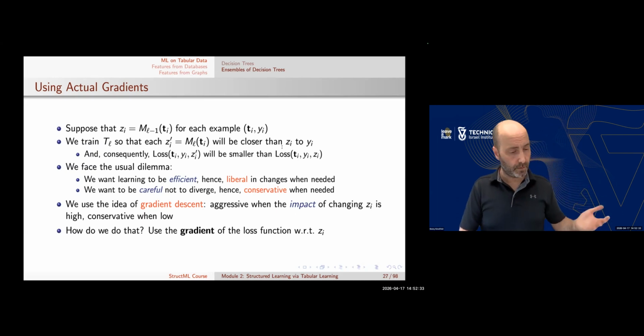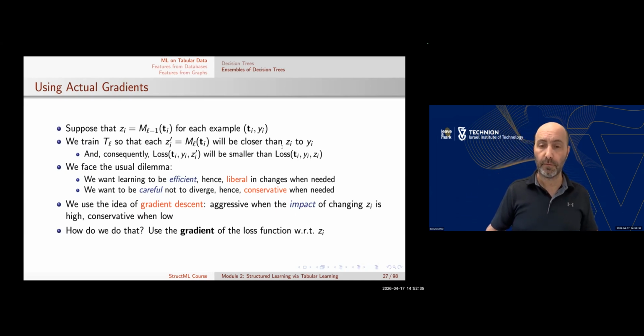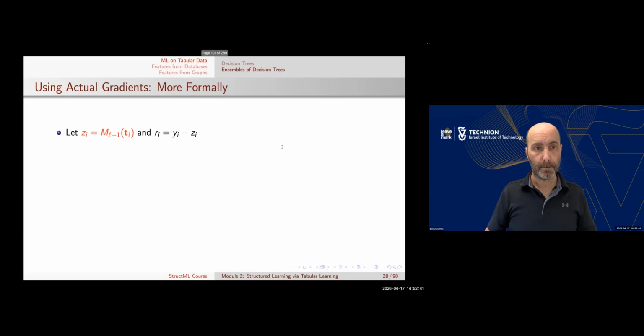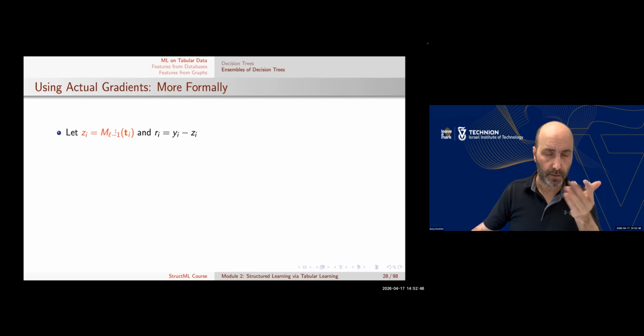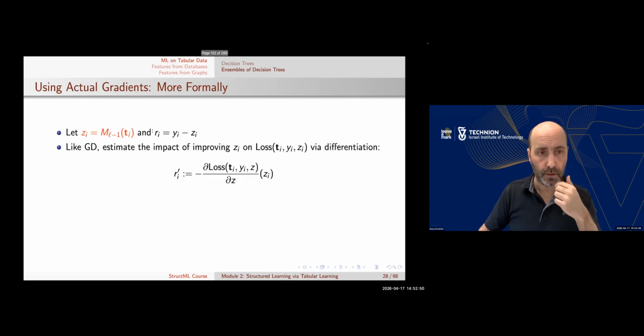If the gradient is high, we aim for a significant change. If the gradient is small, then we'll be conservative. Okay? So, our usual notation, Zi is the current model, Ri is the residual.